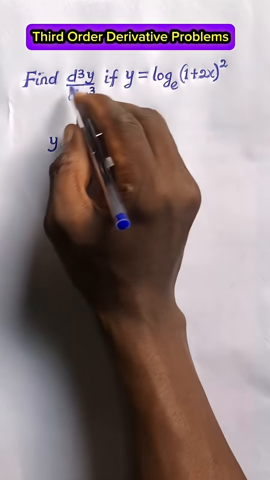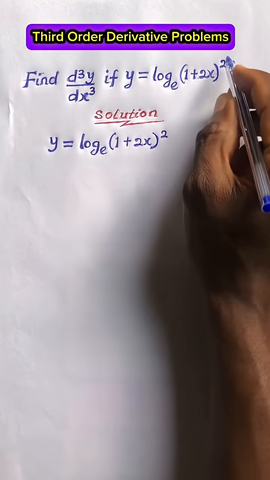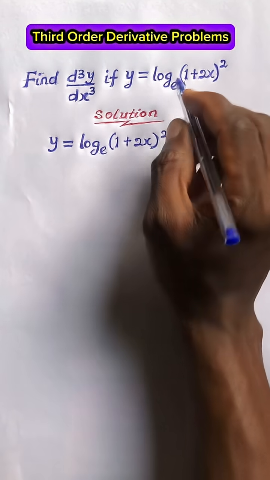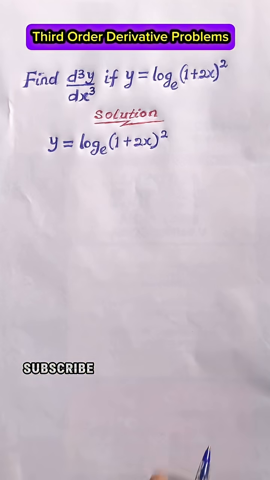Find d cube y all over dx cube if y equals log of (1 plus 2x) all raised to power 2 in base e. Solution. This is a logarithmic differentiation. So we're going to use the shortcut method to make it easier to differentiate and to avoid confusion.